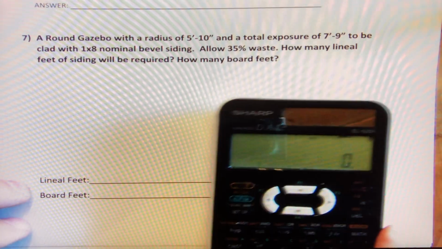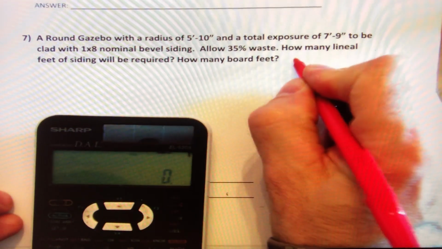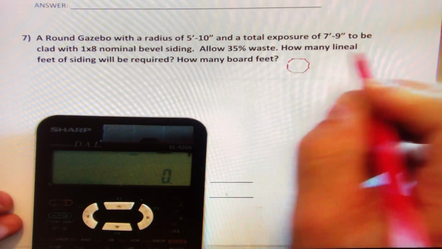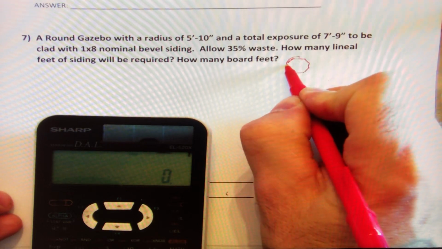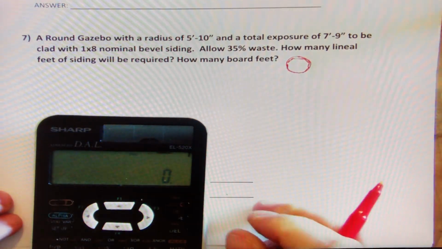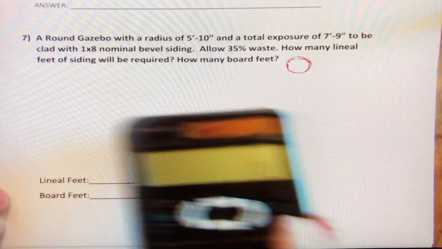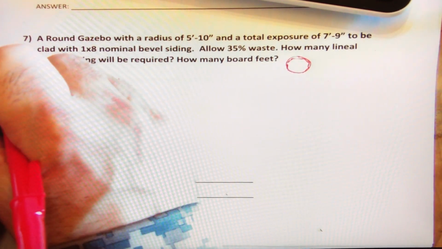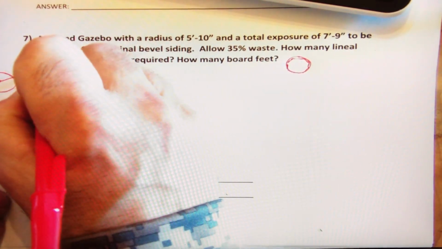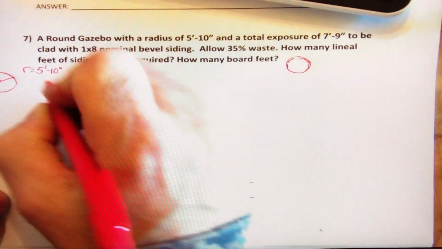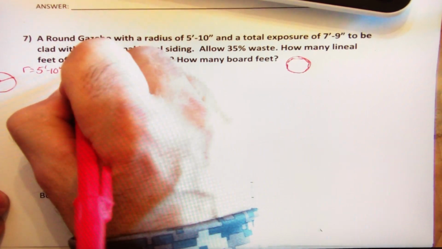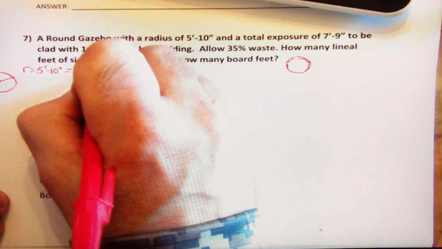So, we don't often as carpenters build a round gazebo, but we do build an octagonal gazebo, which just conveniently fits inside a round circle. So let's calculate this as if it's round. We have a round gazebo with a radius of 5'10", which if I convert that over to decimal feet is equal to 5.833 feet.